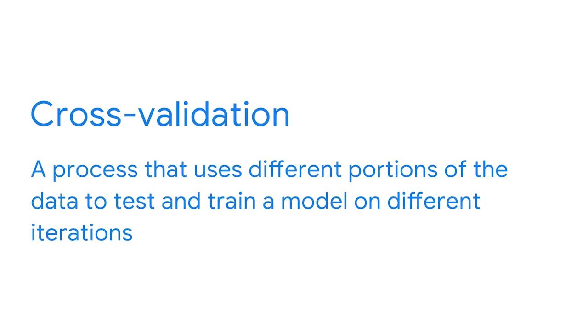In addition, another popular method is cross-validation. Cross-validation is a process that uses different portions of the data to test and train a model across several iterations. It works like validation, but with a slight twist. Instead of having one validation set to evaluate the model, the training data is split into multiple sections, known as folds. Then, the model is trained on different combinations of these folds.